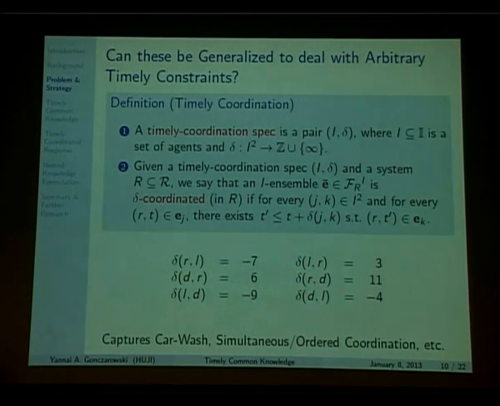And this allows us to capture car wash. It actually allows us to capture simultaneous coordination by setting delta to be 0 all around. The only allowed time difference from above and from below between each two actions is 0. We can also capture ordered coordination by setting some bounds to 0 and some to infinity. And we can have ordered joint coordination, all kinds of stuff by playing with these things.